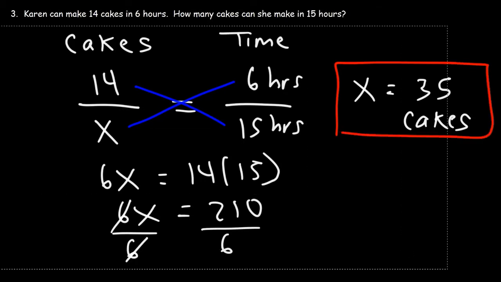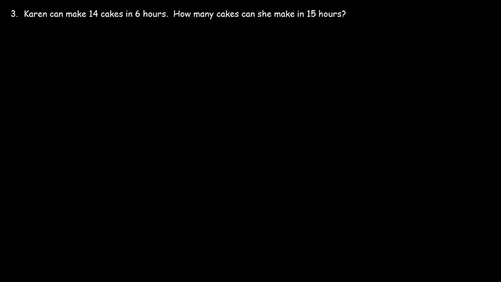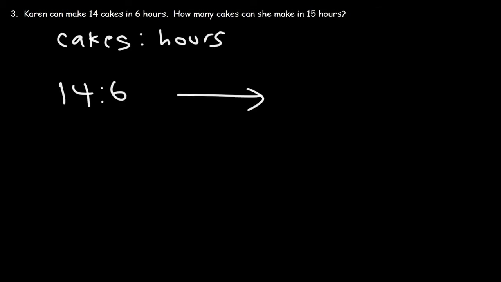Now let's see if we can do it the fast way. So the ratio of cakes to hours is initially 14 to 6. And we want to know how many cakes, or x, she can make in 15 hours. So we have these two numbers.